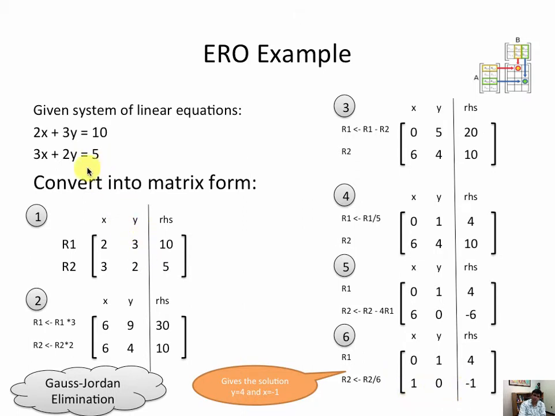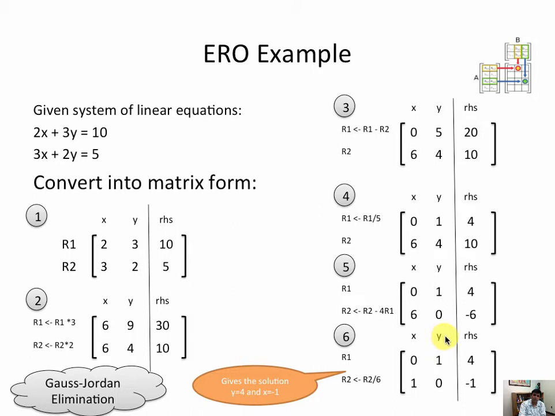So what we have done is essentially we have taken steps, in this case 6, to systematically reduce the left matrix into an identity matrix, and then by doing so we were able to identify the solution of each individual variable.